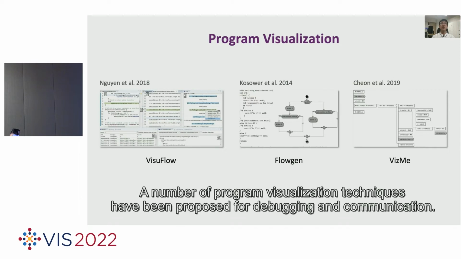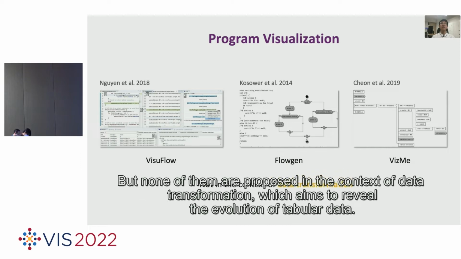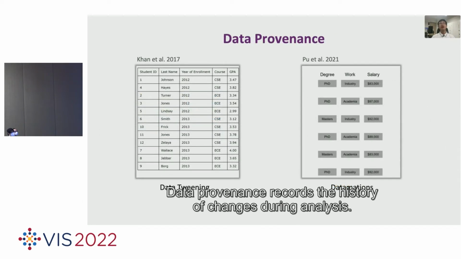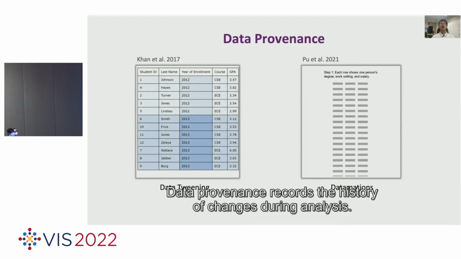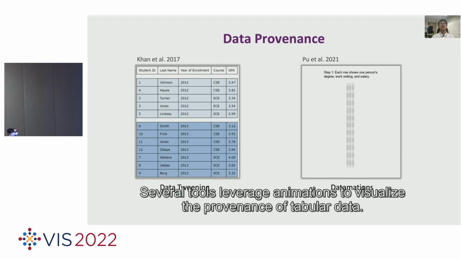A number of program visualization techniques have been proposed for debugging and communication, but none of them are proposed in the context of data transformation, which aims to reveal the evolution of tabular data. Data provenance records the history of changes during analysis. Several tools leverage animations to visualize the provenance of tabular data.